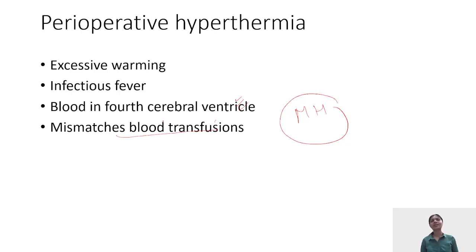Once this was asked as what are the causes of perioperative hyperthermia, that is why I am emphasizing upon it. It could be because of warming iatrogenically, infections, fever, or blood in your fourth cerebral ventricle. Mismatched blood transfusions can lead to hyperthermia, and also one of the most important reasons, malignant hyperthermias and thyrotoxicosis, which increases the basal metabolic rate of your body and eventually lands the patient in hyperthermia.